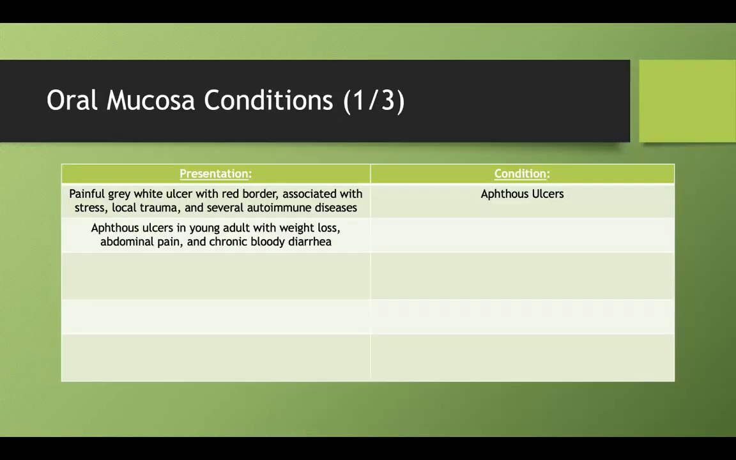Let's talk about some of those autoimmune diseases now, just so you can get your brain rolling in a more integrated approach when you hear aphthous ulcer on a test. So what if you have an aphthous ulcer in a young adult with weight loss, abdominal pain, and chronic bloody diarrhea? I hope you're thinking about one of the inflammatory bowel diseases like Crohn's or ulcerative colitis.